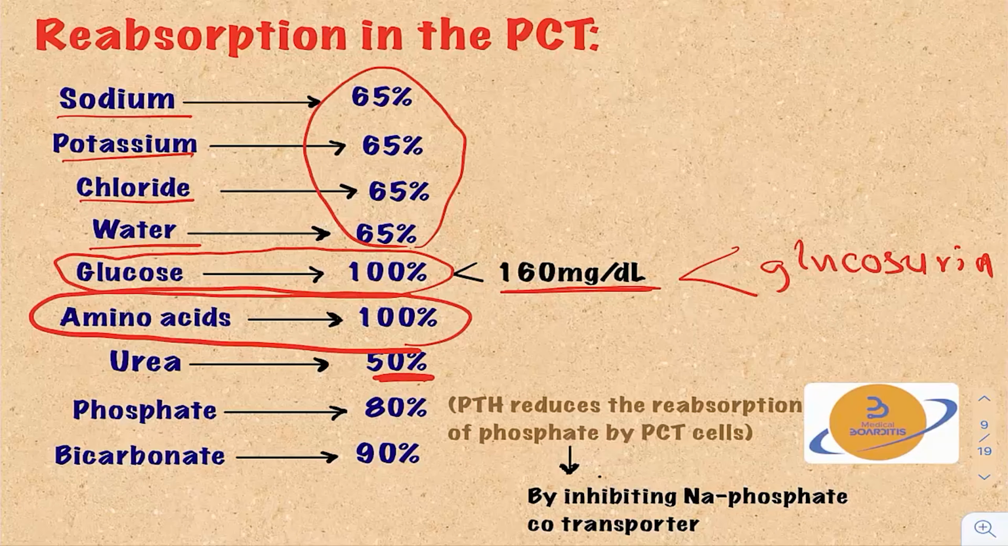50% of the urea should be reabsorbed, and 80% of the phosphate is reabsorbed. Parathyroid hormone reduces the reabsorption of phosphate by the proximal convoluted tubule cells by inhibiting the sodium phosphate cotransporter. In this way, the parathyroid hormone controls the amount of the reabsorbed phosphate. Finally, 90% of the bicarbonate is reabsorbed.